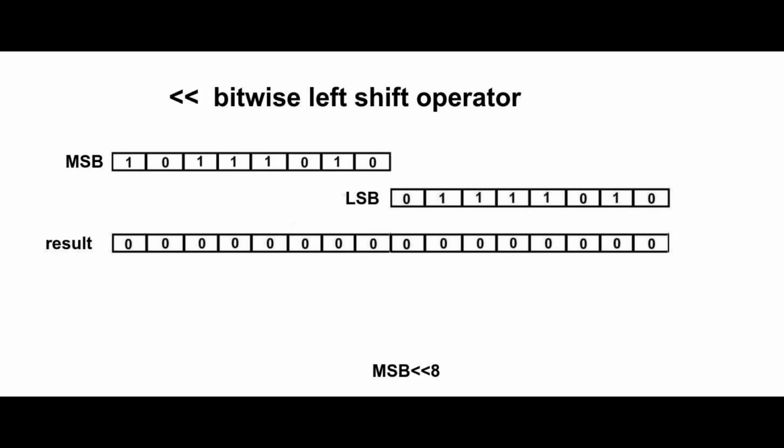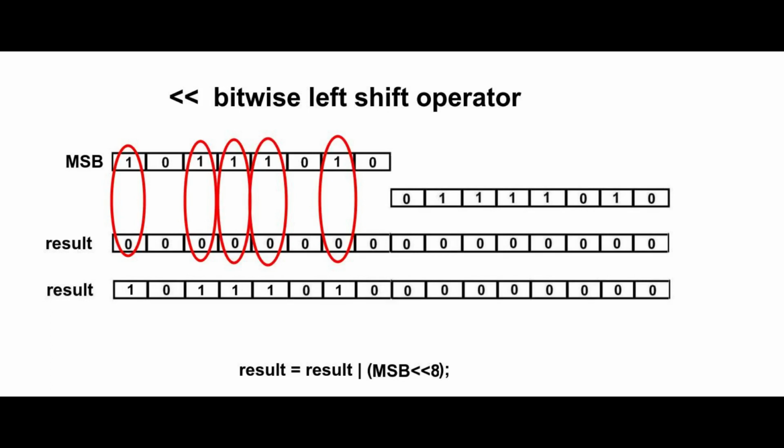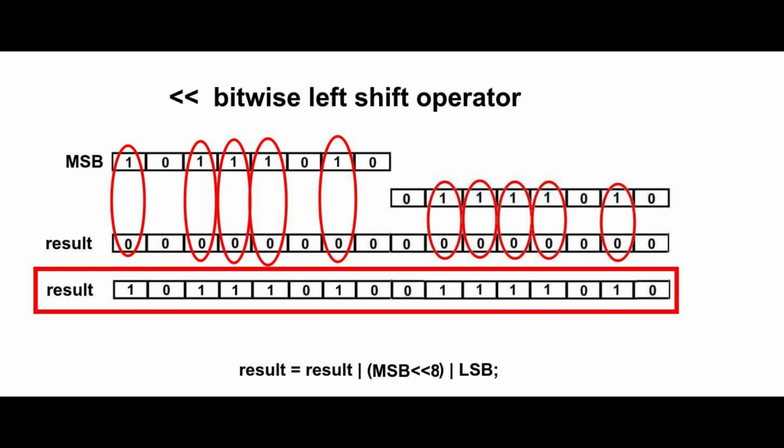Now if we apply the OR operator to the most significant byte, we can populate the upper bits of the result. Of course, in this case, we neglected the least significant byte, and those are all zeros. We can simply add an OR operation, and finally our bit of code could read result equals result, or most significant byte shifted 8, or the least significant byte. And that is going to give us the final result that you see on the bottom.